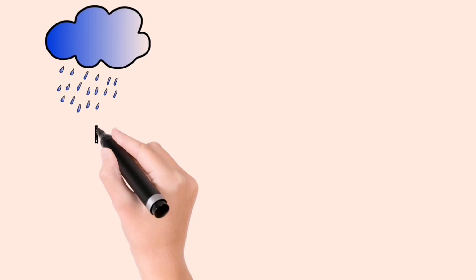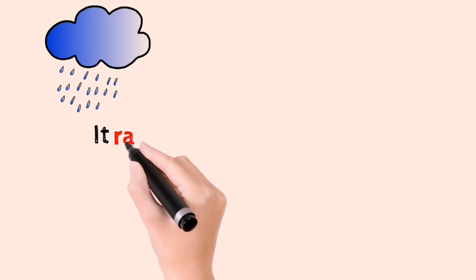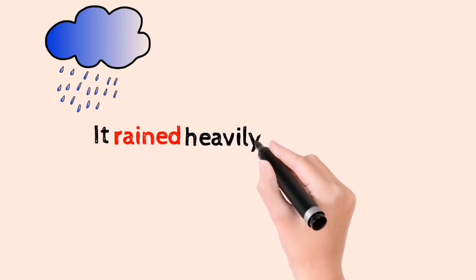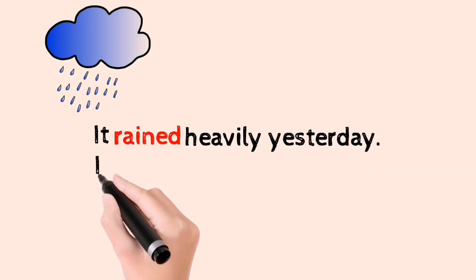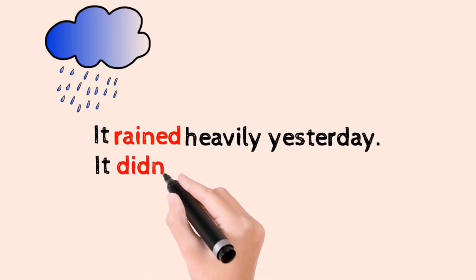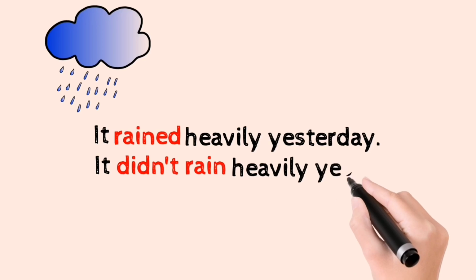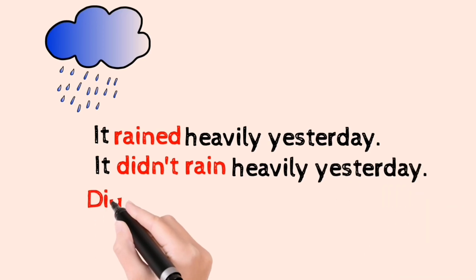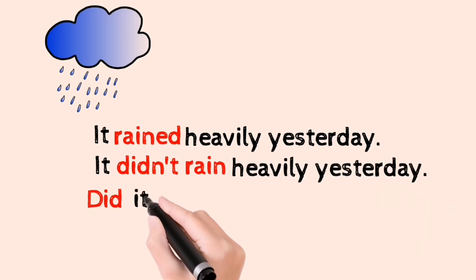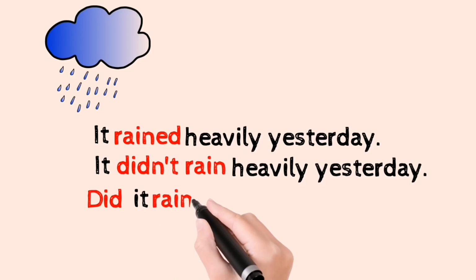Questions in simple past tense always start with the question word did. Here is another example for you. It rained heavily yesterday. This is an affirmative sentence. It didn't rain heavily yesterday. This is a negative statement.